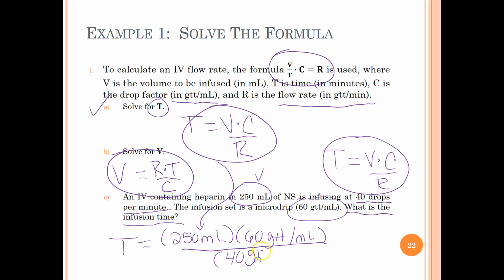What's nice about setting up these problems is that you should see the units cancel, and the units that remain should be what we're solving for. Notice milliliters over milliliters, drops over drops, and we're left with minutes. So if we work this out, grab your calculators, let's calculate 250 times 60 divided by 40, and that gives us 375 minutes, which if you divide by 60 is equivalent to 6.25 hours, or we could say 6 hours and 15 minutes. All right, looks like we're ready to move on.